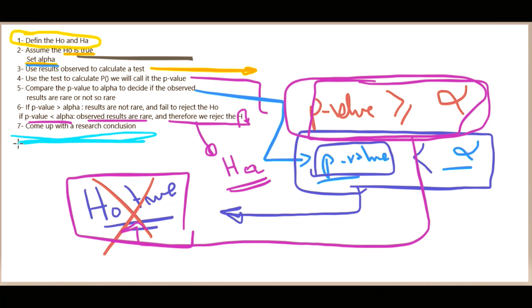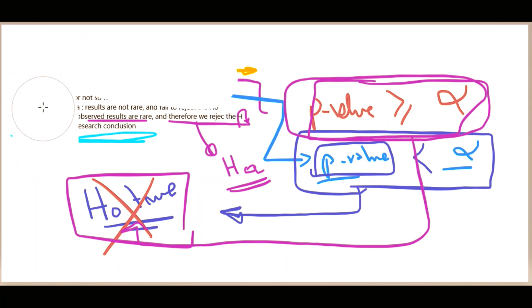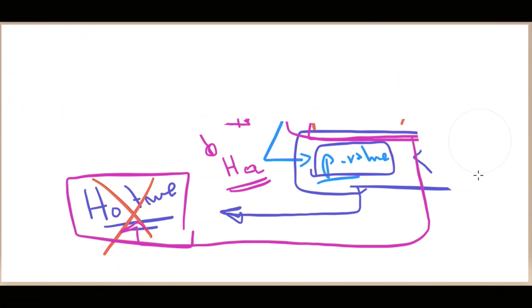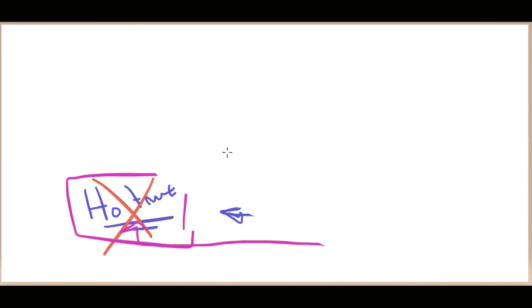Okay? So these are the steps of testing hypotheses, explained using the gambler scenario. Now we need to go to our lecture and see if we can make sense of what we just said using the PowerPoint presentation.